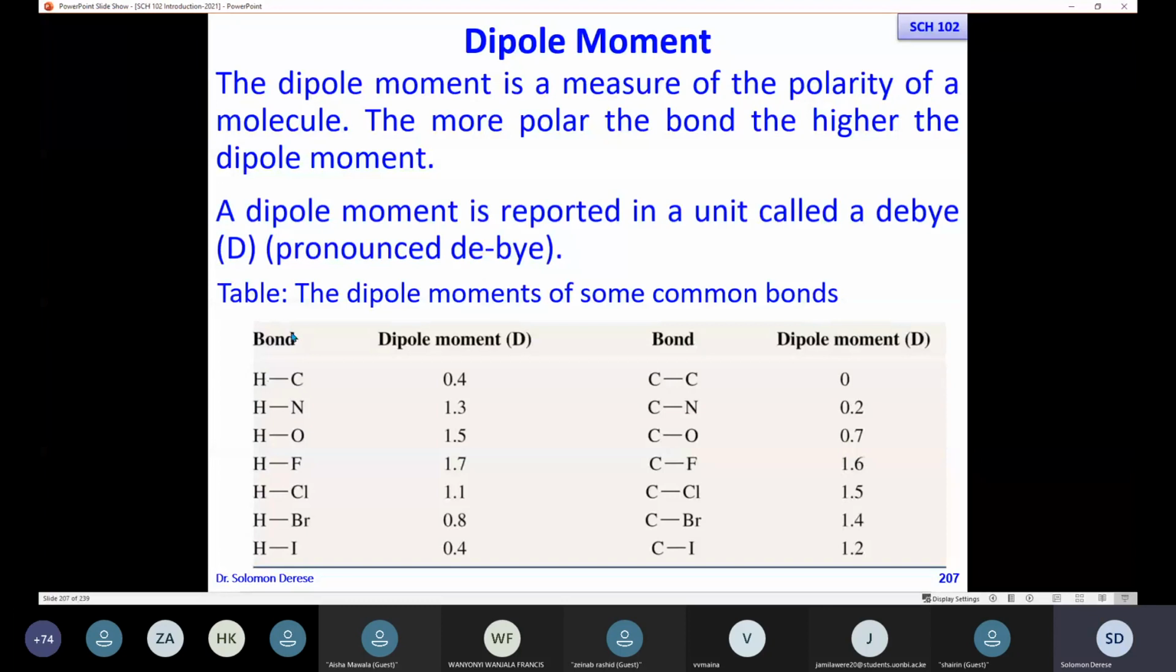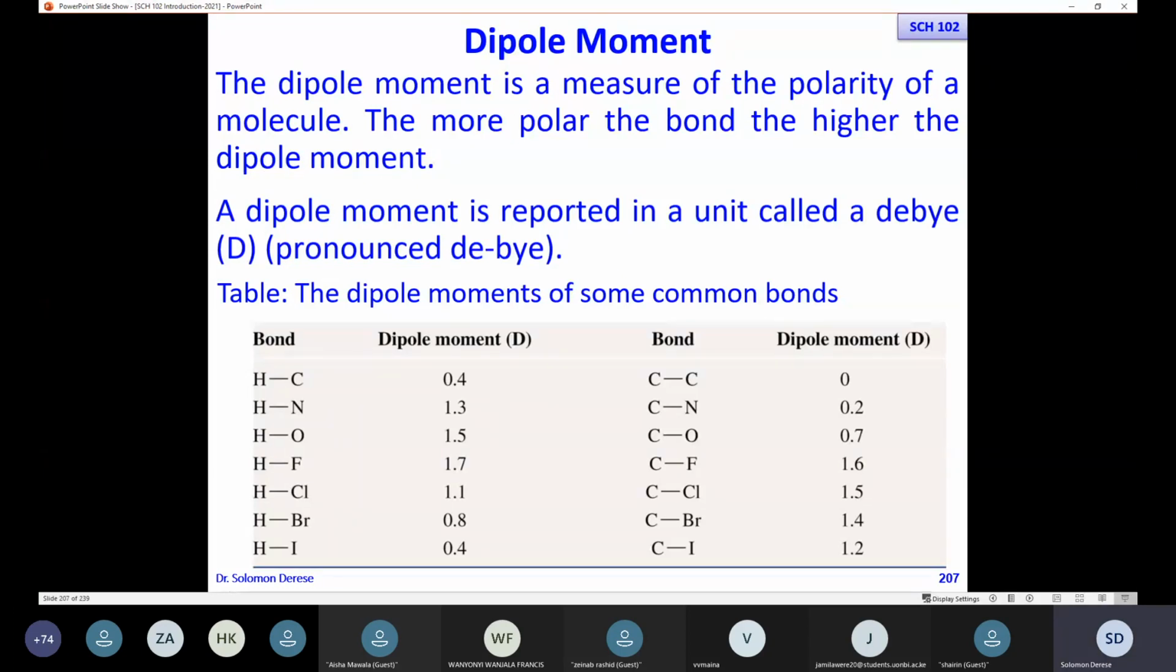But these ones are measuring the dipole moment of the individual bonds. The hydrogen-carbon bond has a dipole moment of 0.4. For example, in methane, we have four carbon-hydrogen bonds, and the dipole moment of each of the four carbon-hydrogen bonds is 0.4.